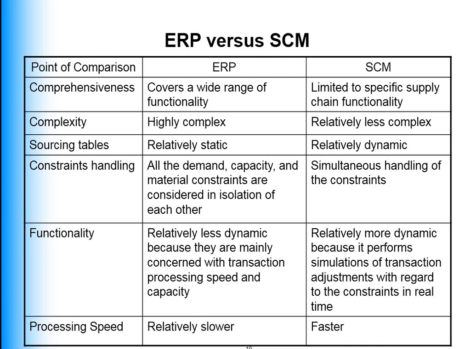Then functionality: ERP is relatively less dynamic because it is mainly concerned with transaction processing speed and capacity, while SCM is relatively more dynamic because it performs simulations of transaction adjustment with regards to constraints in real time. And lastly, processing speed: ERP is relatively slower, and SCM is faster. SCM is faster because it is the only system, while ERP is modular and caters to a lot of module systems.